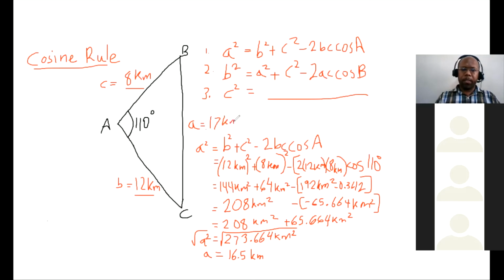And that is how you solve a problem. That's how you use the cosine rule to solve a triangle that is not a right triangle. A non-right triangle can be solved using either the cosine rule or the sine rule. Today I'm showing you the cosine rule because it has a lot of steps. When you look at the video for sine rule, you'll see that it has fewer steps.